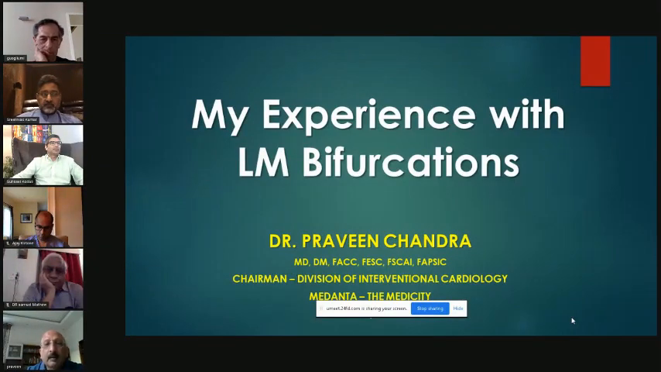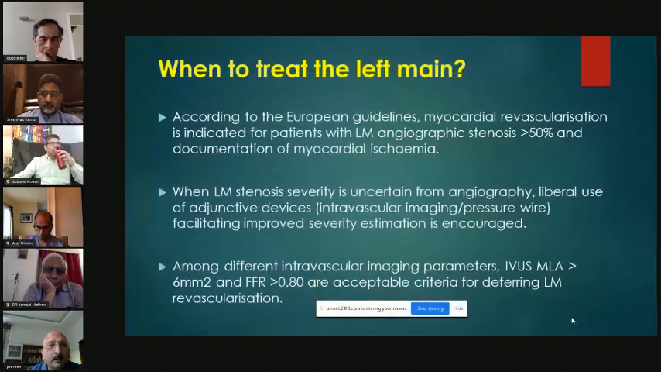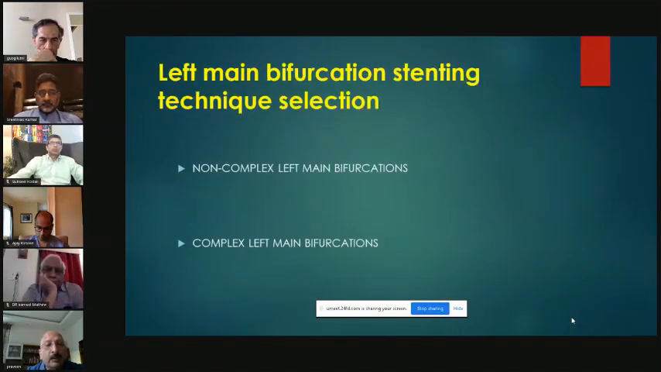Yeah, perfect. Okay. So now quickly, let me take you, I mean, this we have already discussed, when to treat the left main, and of course, there are so many clinical and angiographic guidelines which are available from the European Society and also from the ACC. So we can use all that.